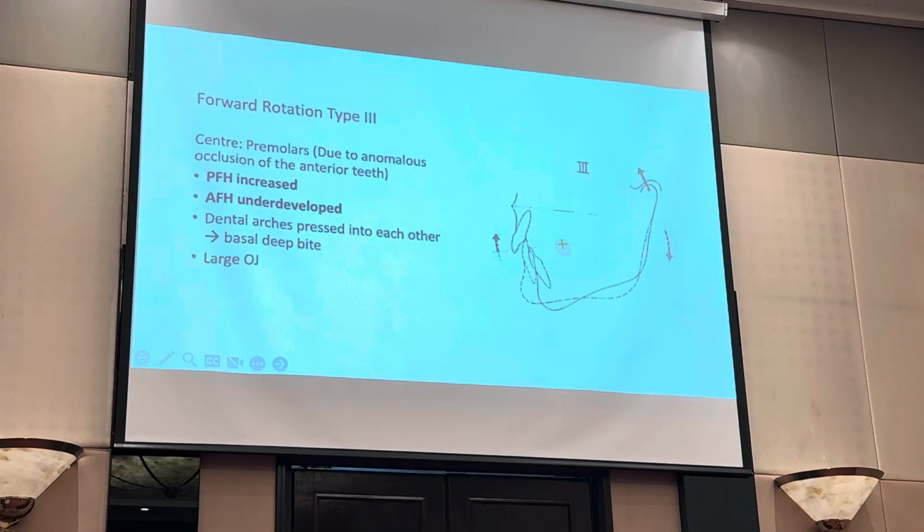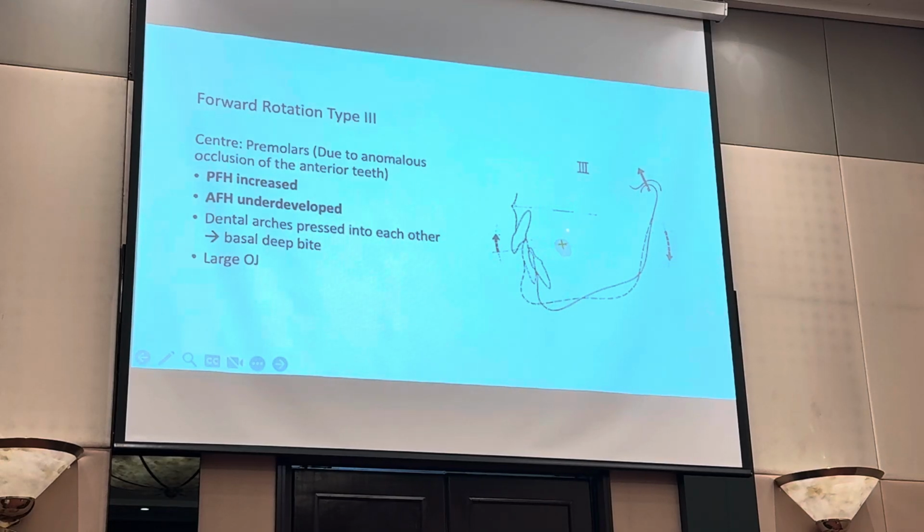Now type 3 would be at the premolars. Okay? So the center of rotation is usually at the premolars, sometimes due to occlusion, alright? Posterior face height is increased and anterior face height is underdeveloped. So you get a reduced anterior face height here, you get a very deep overbite, you also, to a certain extent, get a large overjet. Okay?